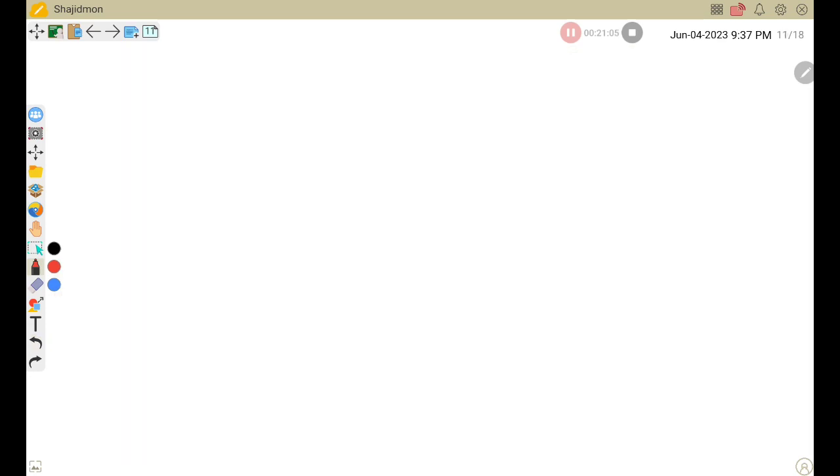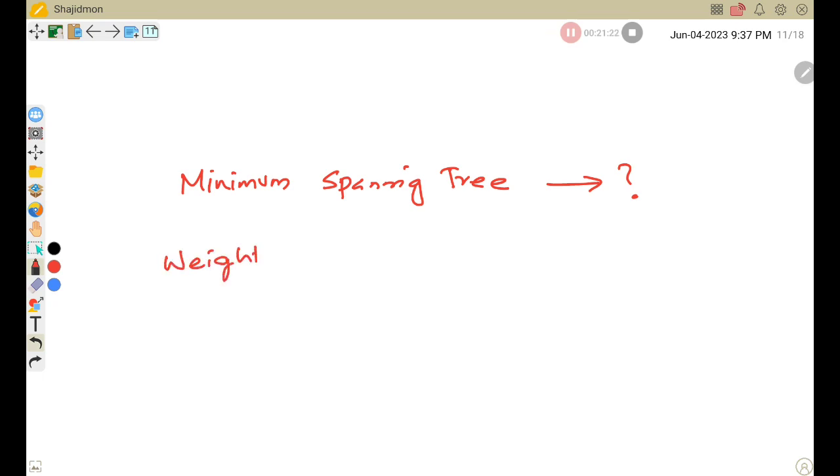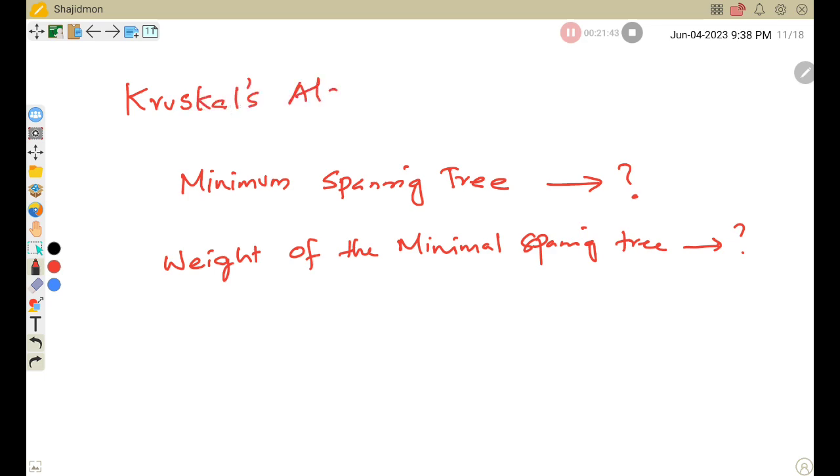So Kruskal's algorithm, I hope you understood. In Kruskal's algorithm, we need to draw the minimum spanning tree, correct? How to calculate the minimum spanning tree, and what is the weight of the minimum spanning tree? These two we need to check by using Kruskal's algorithm. Hope you understood this algorithm. How to check the minimal spanning tree and how to calculate the weight of the minimal spanning tree.